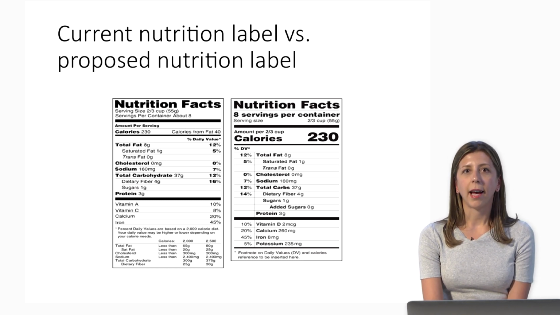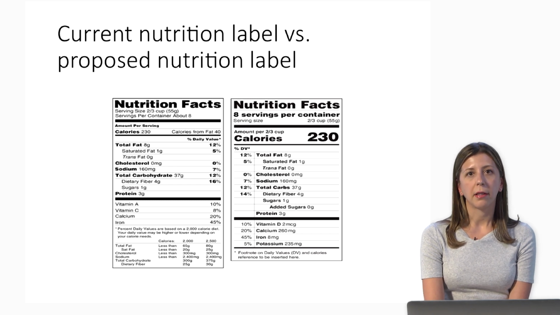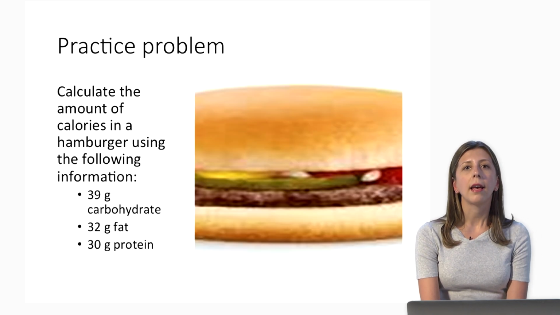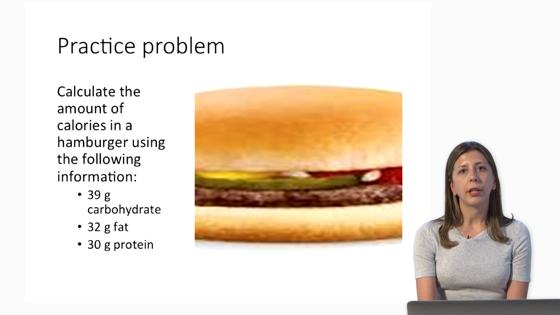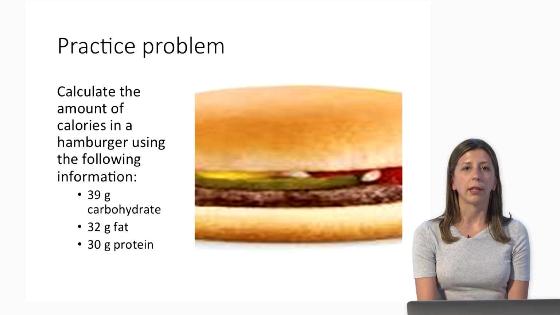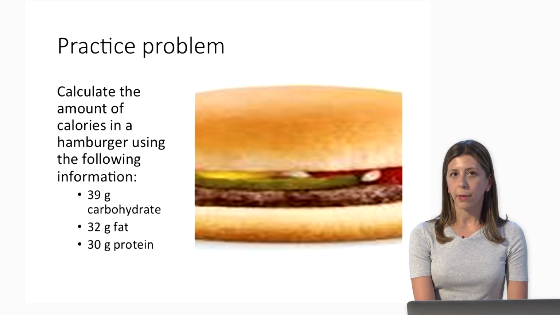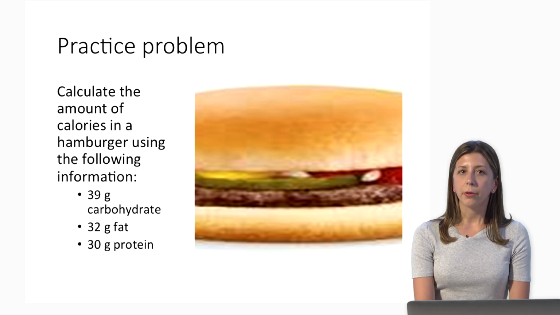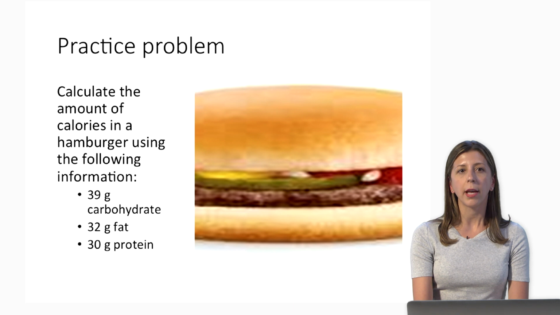We'll end this lesson with another practice problem because I want the class to be able to apply what we know about energy coming from carbs, protein, and fat to a simple calculation. So here we have this hamburger. If I were to give you this information and tell you this burger altogether contains 39 grams of carbohydrates, 32 grams of fat, and 30 grams of protein, how many calories in total do we have coming from each of these nutrients and in the entire hamburger?